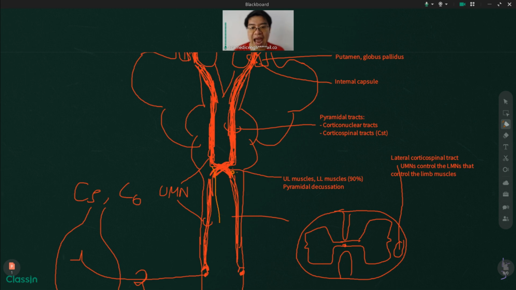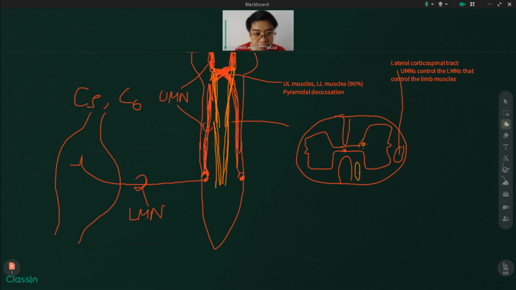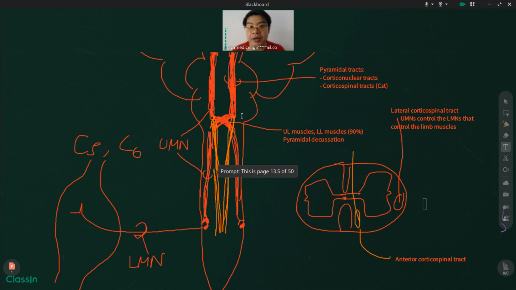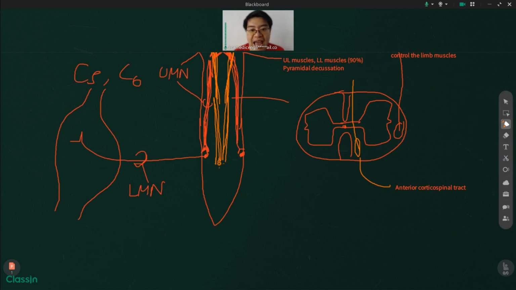They will just run anteriorly like this. And so they will run where? They will run here. We call it the anterior corticospinal tract. And this one does not cross over, or at least it does not cross over at the medulla, but it will cross over at the level where it will innervate the lower motor neuron.